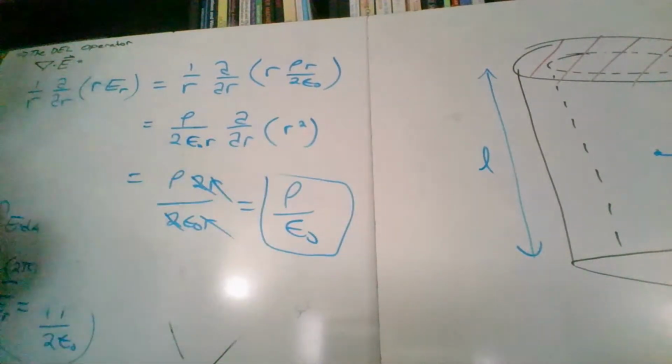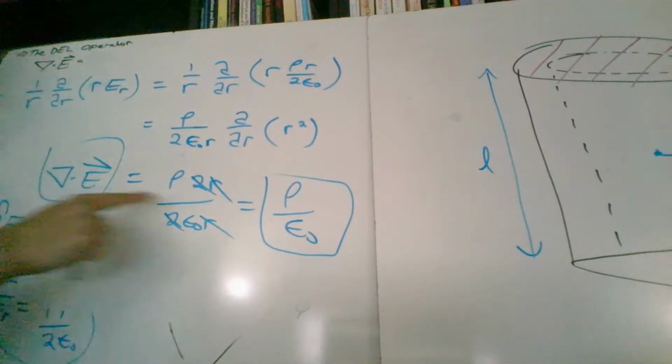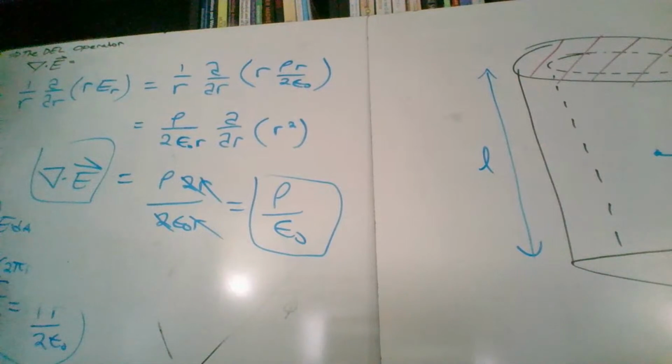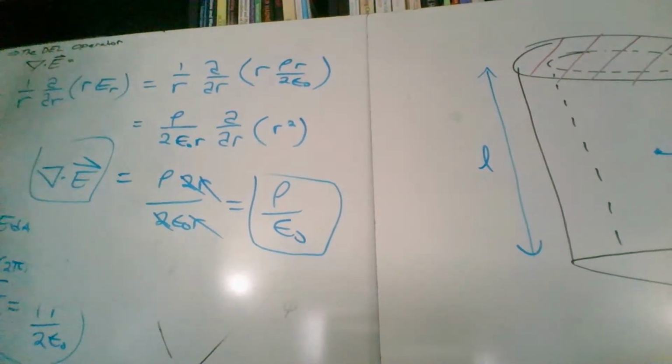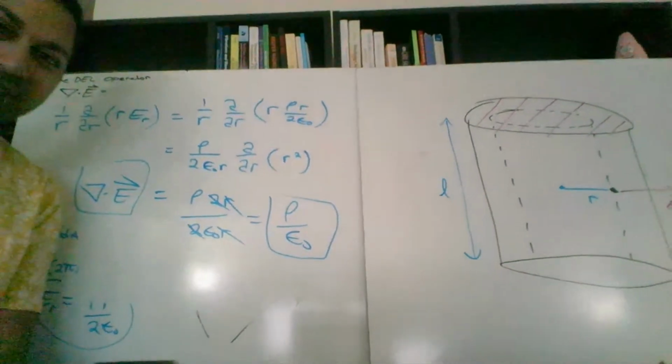Rho over epsilon naught. So the divergence theorem, which is this, is equal to that, and that's Gauss's law. So we're just proving that. And finally, that's it. That is it.